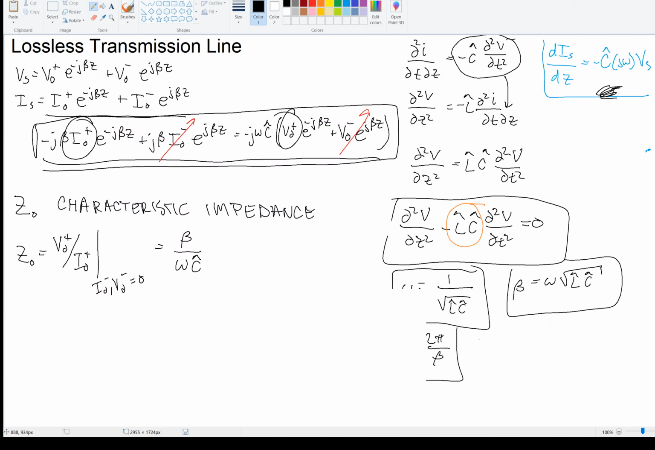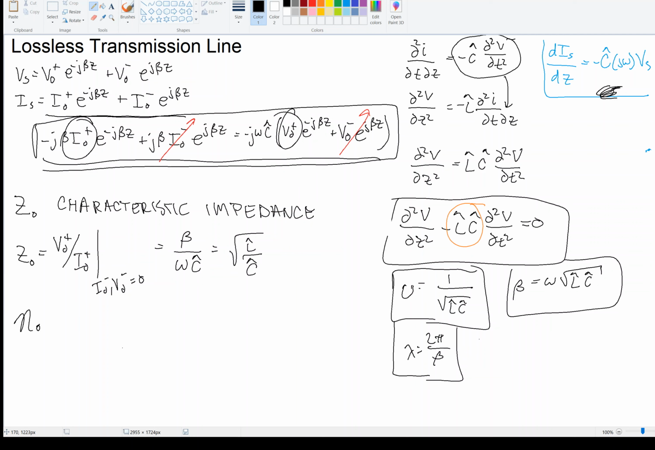And then, using these relationships here, which I've erased a little bit, this was the wave speed, this was lambda, we can write this as the square root of L hat over C hat. So this is the characteristic impedance of the line. Now, the cool thing to help you understand what the characteristic impedance is telling us is that it plays the same role as the intrinsic impedance, eta 0, for different media.